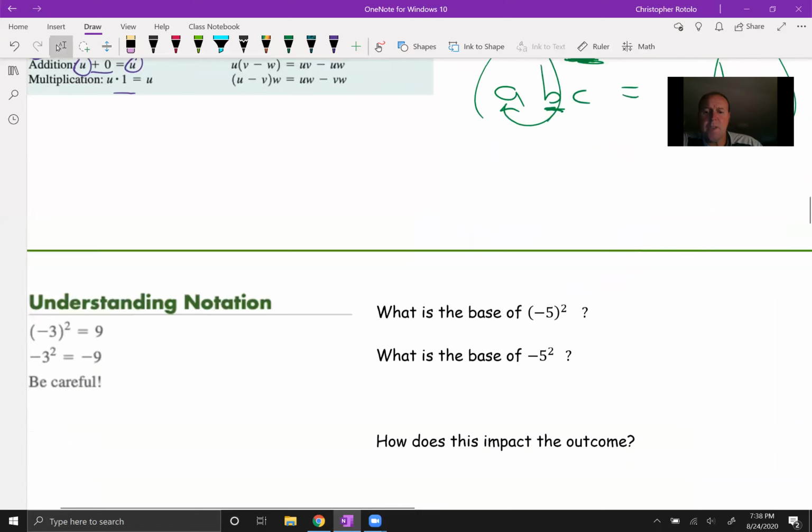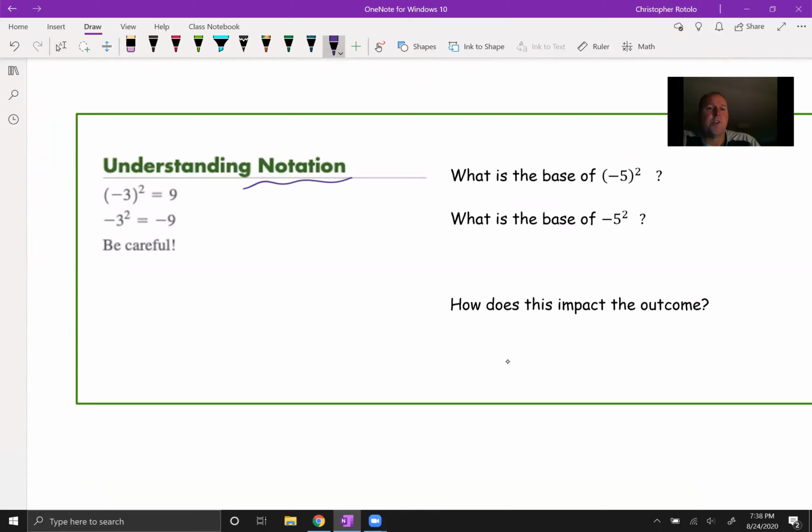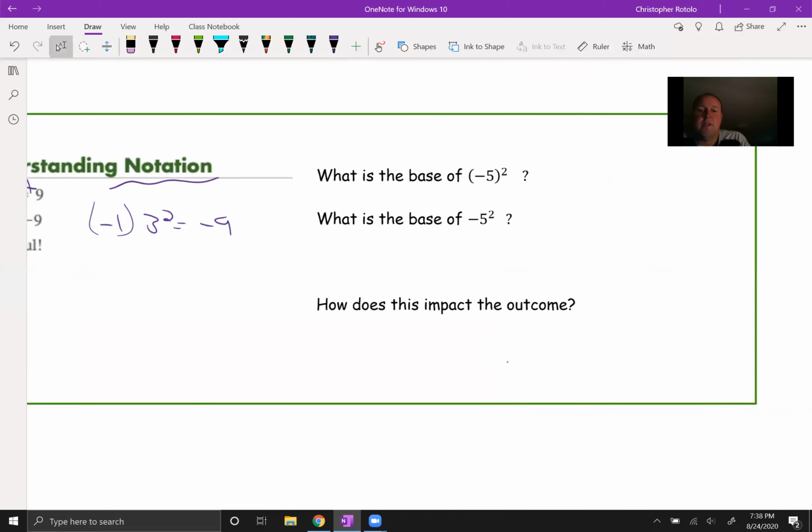Okay. Let's jump to some notation that we want to brush up on. If we have -3 and we square it, we get +9. I'm going to blatantly make that +9. If I have 3 squared and then a negative here, remember this is like saying -1 and 3 squared. So that's why it's -9. So if you see these two differences, make sure that if you're going to use a calculator for this, you have to use the parentheses with it. So we're trying to identify what is the base. The base here is -5.